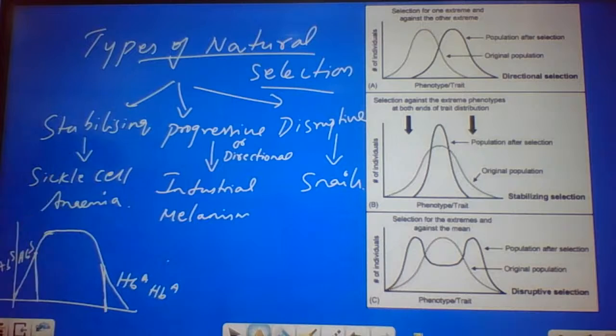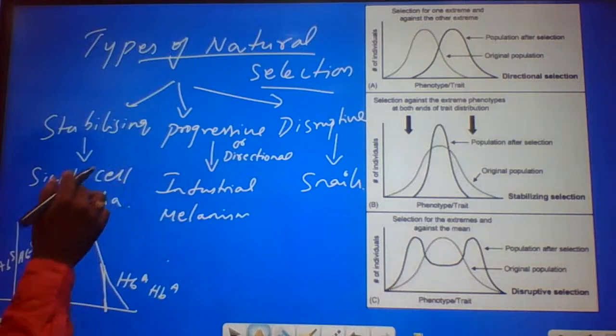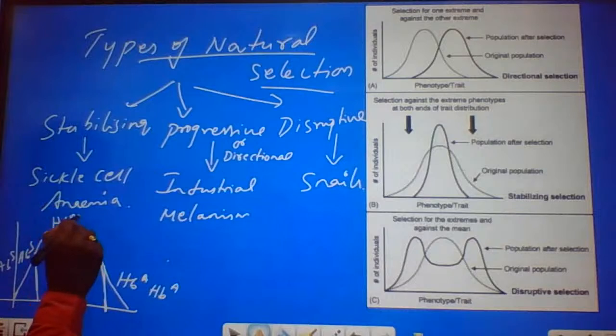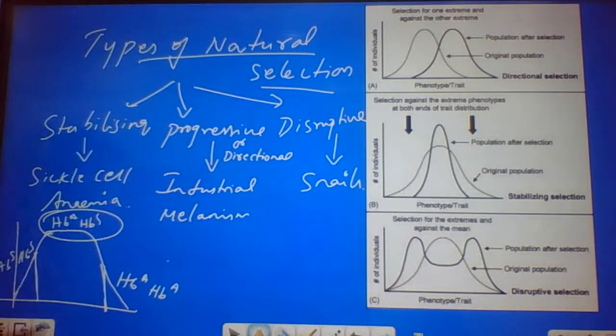But here in the stabilizing, you could see the nature is giving the favorable conditions in case of HbA and HbS. So only this is being favored. Nature is giving favor for only this heterozygous condition of hemoglobin, that is HbA and HbS, and not for these two extremes. So nature is eliminating these two. Nature is eliminating both the homozygous conditions, the dominant as well as the allele part. This is completely being eliminated on both the extremes.